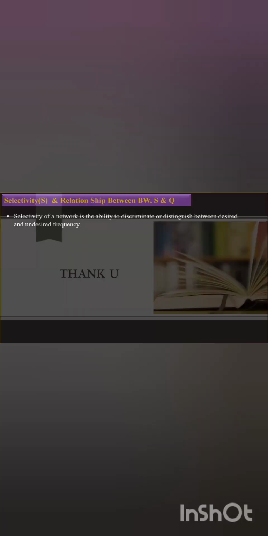Then after that, I have to give the relation between damping ratio and quality factor. Then we'll solve some problems. Then we'll start the parallel resonance.